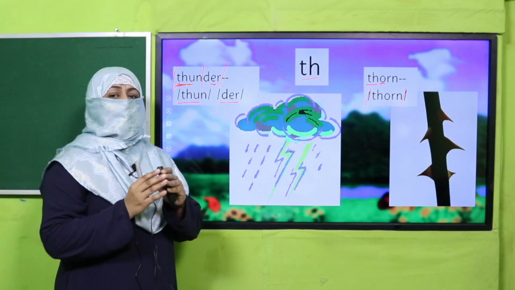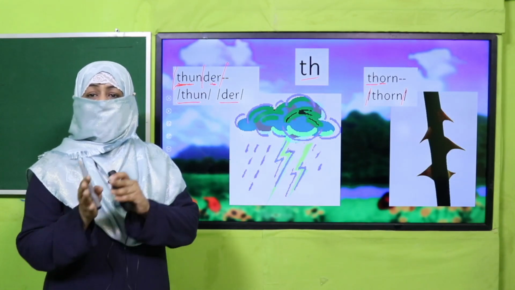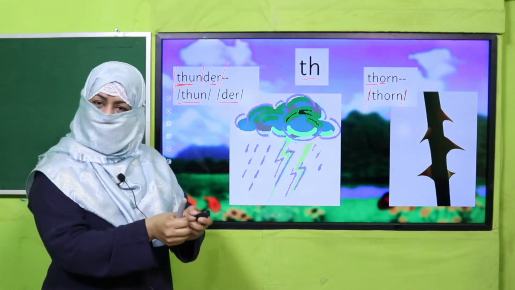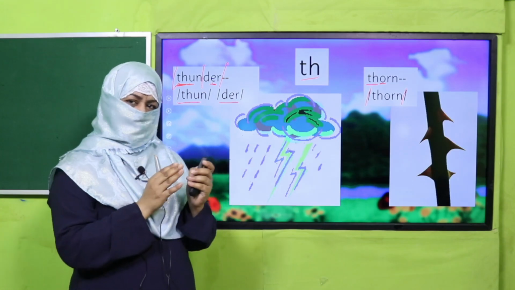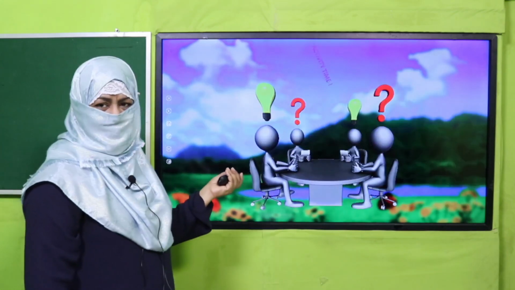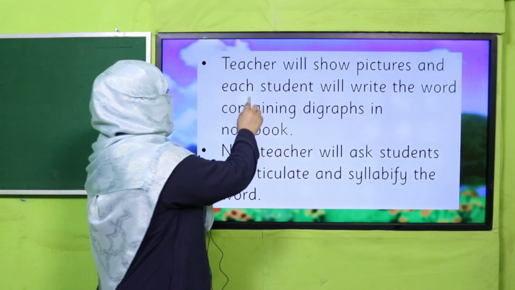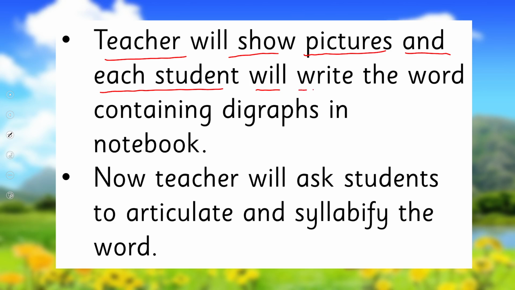Good job, beta. Previously we were practicing syllables and digraphs separately. Now we have to merge them and practice them together. Right? So are you done with it? Are you clear with the concept? Okay, then I'm going to check it through an activity. Are you ready for that? It's a very interesting activity. What you are going to do? Teacher will show pictures and each student will write the word containing digraphs in the notebook. Okay, so you will write the name according to the picture shown.